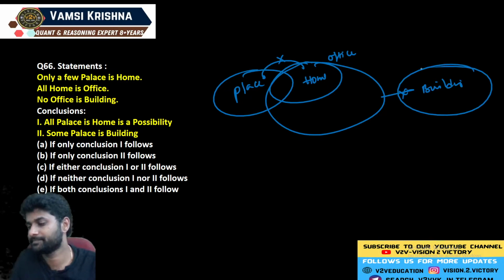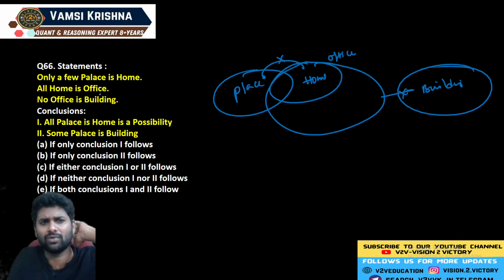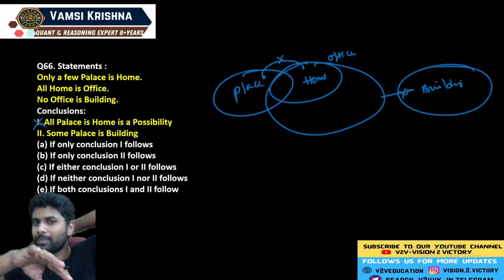So this is a diagram. Conclusions here: all palace being home is a possibility. Is it possible? No. Why? Because only few palace is a home. So we can't place all palace into the home. But we can assume that all home can be a palace.